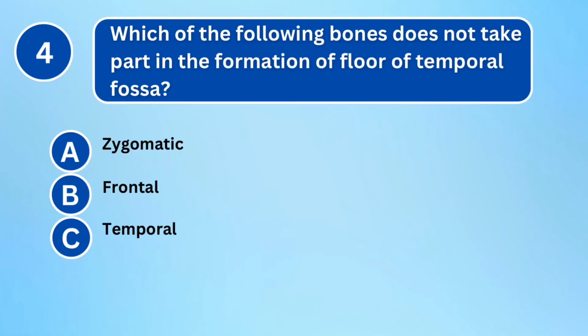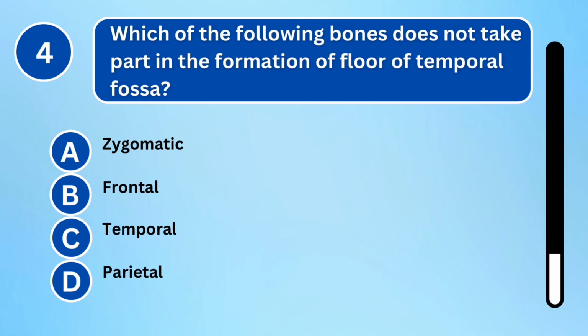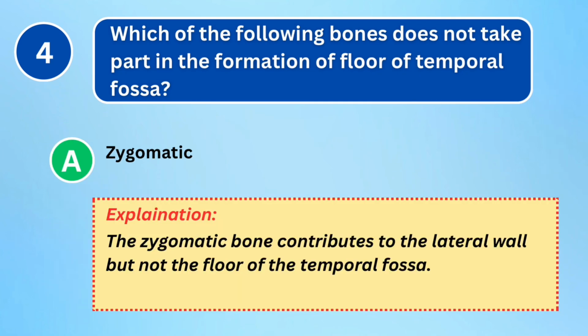Which of the following bones does not take part in the formation of floor of temporal fossa? A. zygomatic, B. frontal, C. temporal, D. parietal. Correct answer is A. zygomatic.